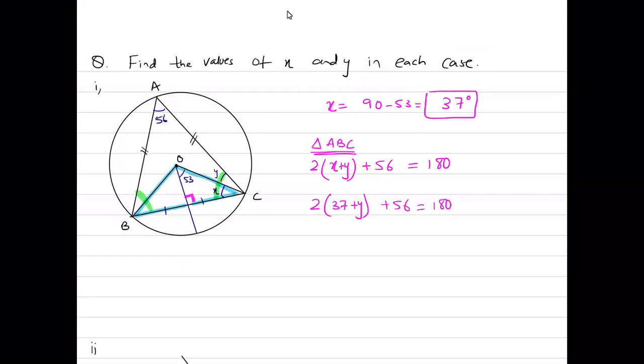Okay. You're going to solve this. So y is going to come out as 180 minus 56 divided by 2, that is 62. 62 take away 37, which is 25 degrees. Understood? Yes, sir. Okay. Now try to do the next one.